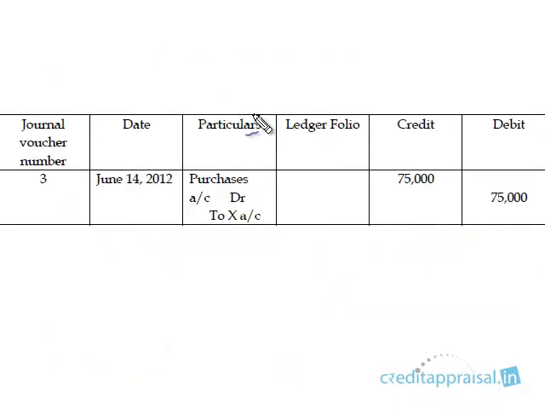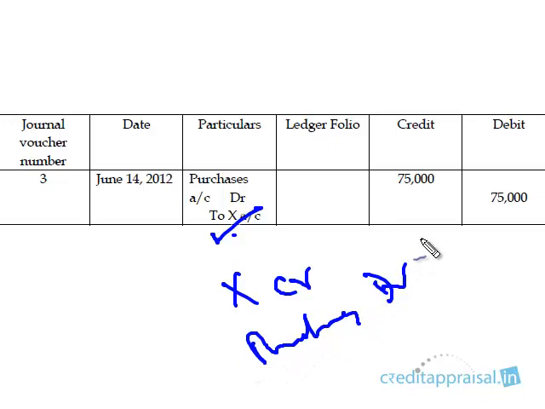Let us take one more example. Here we have a purchase on credit. Earlier we purchased material on cash, now we're purchasing on credit. So what is the difference? Instead of the cash account, we're going to create the X account. Okay, so X will be the credit effect and purchases will be the debit effect. Let us see the ledger entry.